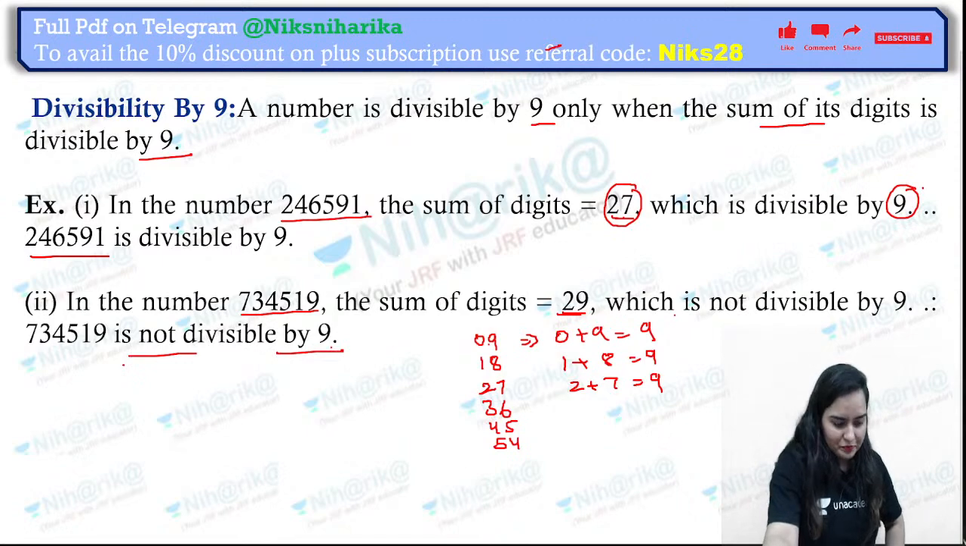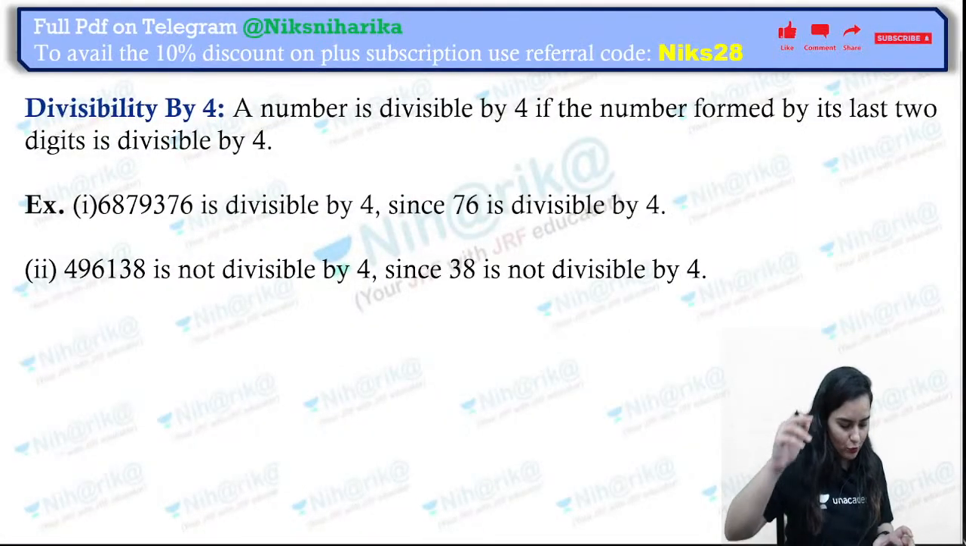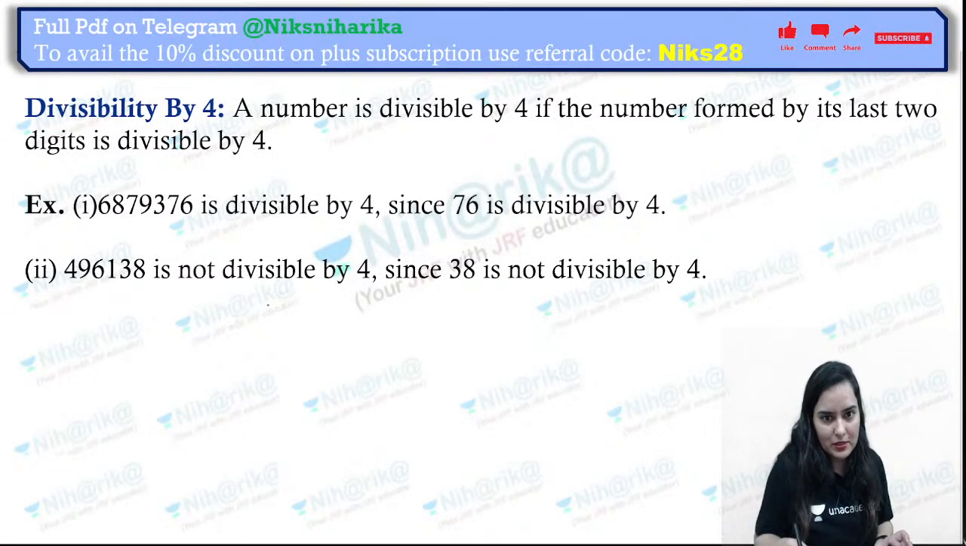Okay, now the next one is divisibility by 4. How will you get to know about divisibility by 4?